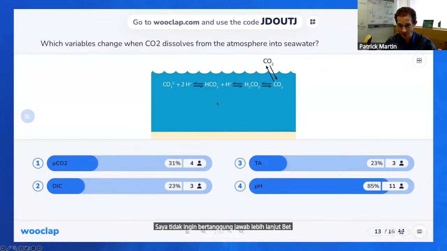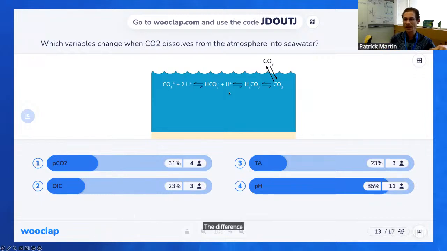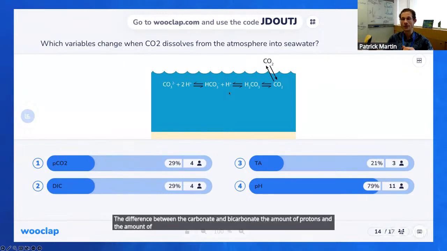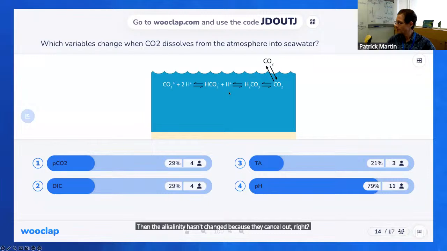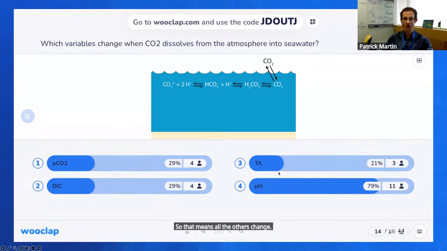But the reason why the alkalinity does not change is because when you add CO2 to water and you create bicarbonate, you also create a proton. And the alkalinity is actually the difference between the carbonate and bicarbonate and the amount of protons and HSO4 and so on. So if we create a molecule of bicarbonate and a free proton, then the alkalinity hasn't changed because they cancel out, right? It's 1 minus 1 equals 0. So that means all the others change, but TA does not change. So pH, PCO2, and DIC will be affected.